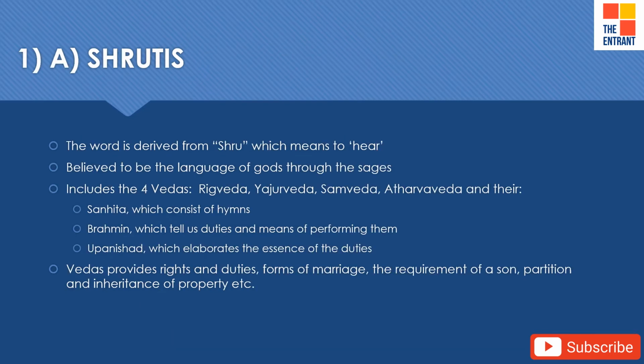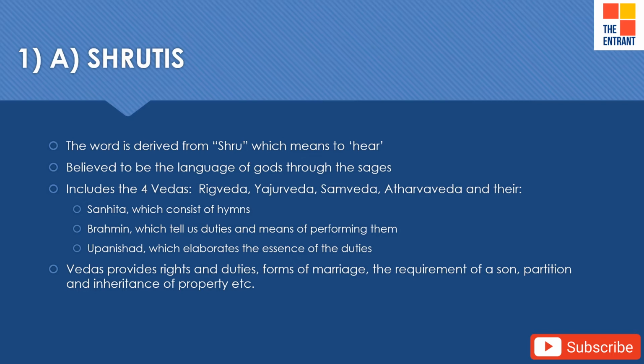The primary ancient source is Shruti. The word is derived from Shru, which means to hear, and refers to the words of gods itself. Shrutis are the sacred or pure utterances that have been enshrined in the Vedas and the Upanishads. It is considered to be the primitive source containing the knowledge of the law, salvation, and incarnation. It is believed to be the language of gods through the sages.